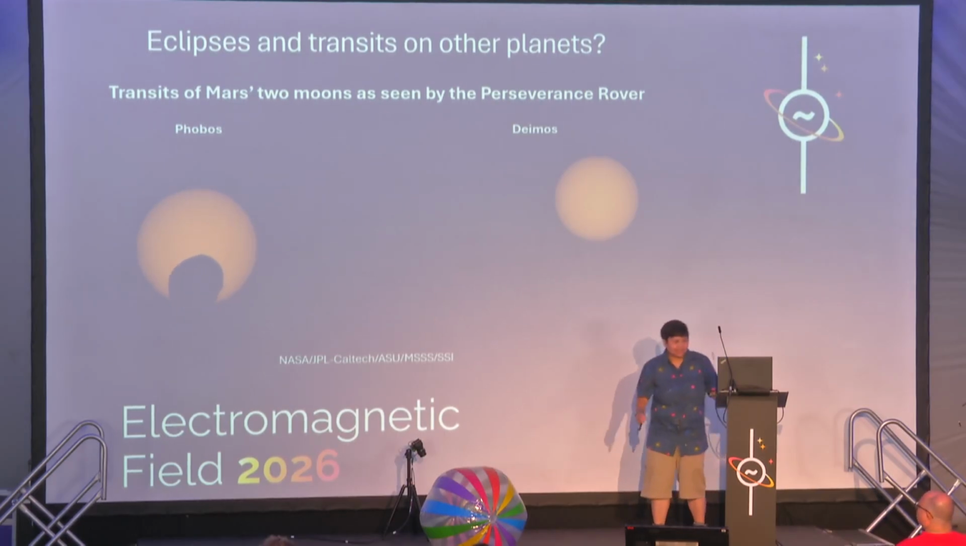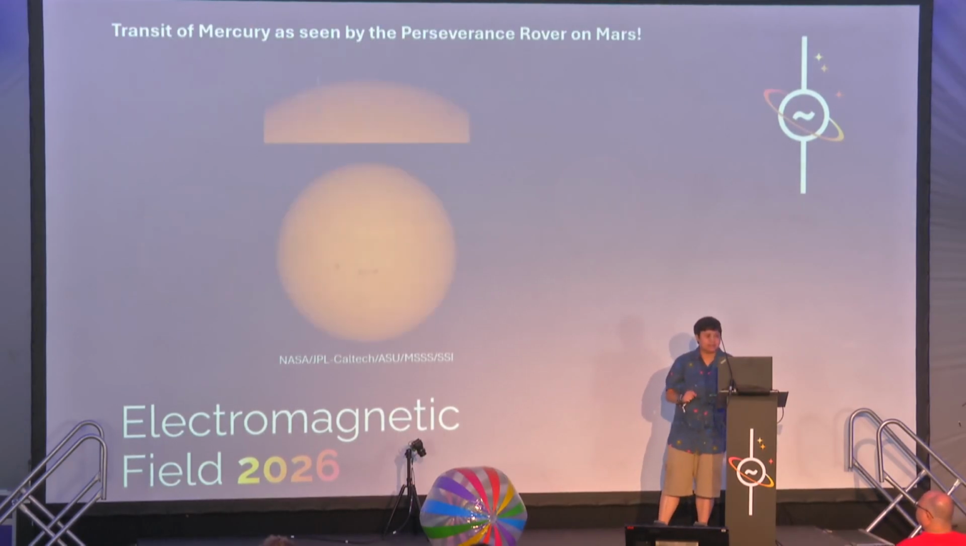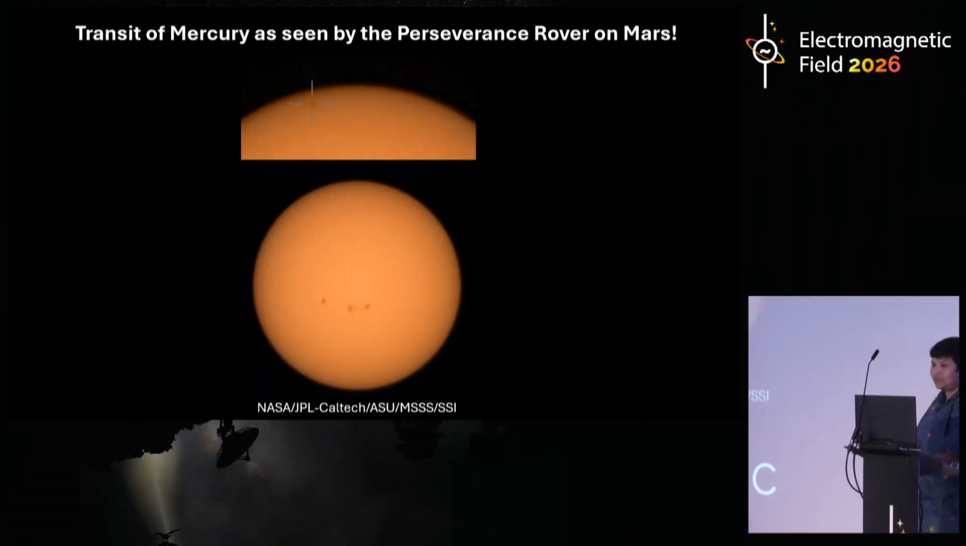But not only that, we've also got a video of a transit of Mercury from Mars. So that little tiny dot at the top of the picture there, that's moving across the yellow disk of the sun, that is Mercury. This video was sped up about 400 times the real speed. It takes a few hours.